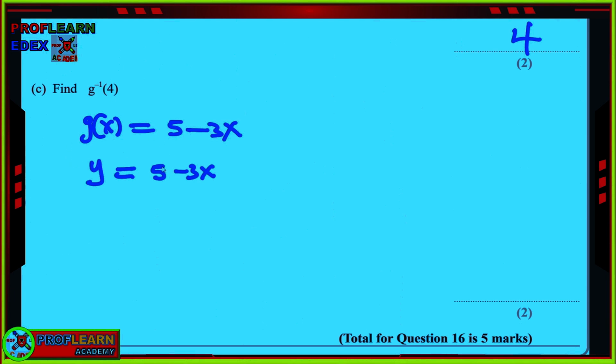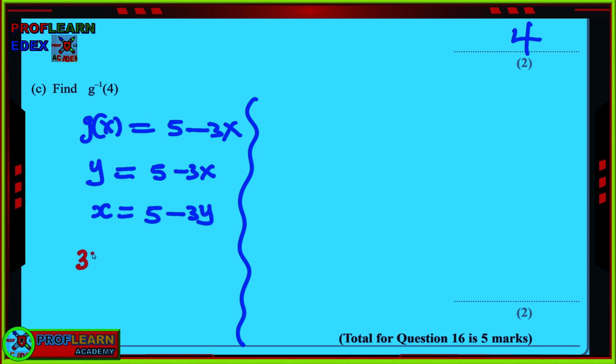And next we are going to interchange, switch x and y. Where you have y, you write x. Where you have x, you write y. Then make y the subject of the formula. We need to rearrange this, so it will be 3y equals 5 minus x, divided by 3, so meaning y equals 5 over 3 minus x over 3.